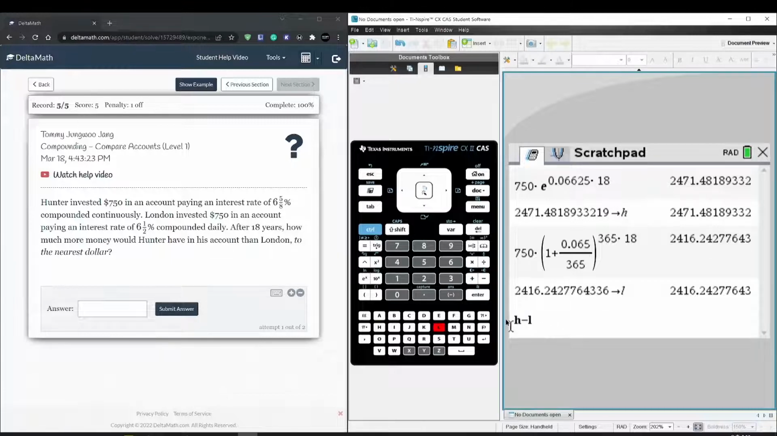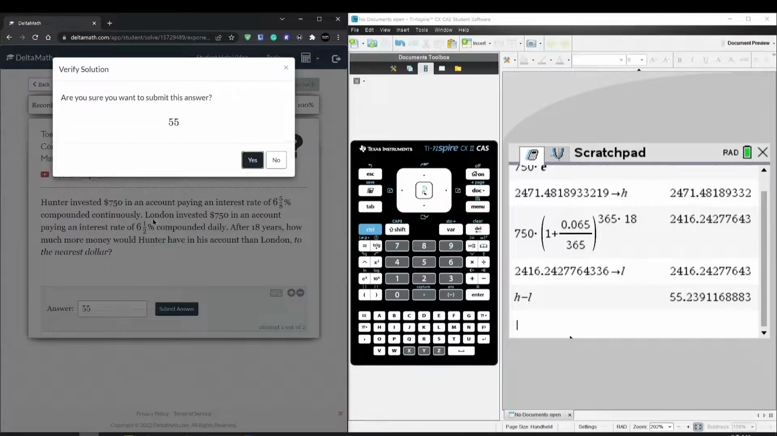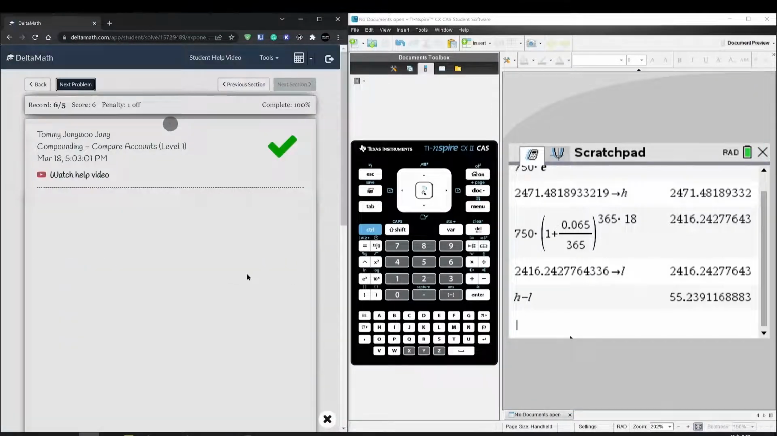Notice how both of these letters are bolded and the italics are gone, which means that we have successfully inputted these values into the variables. So if we do that, we're going to have this answer, and it tells us to round to the nearest dollar, so we can do 55. Yes, I'm sure. And I'm correct.